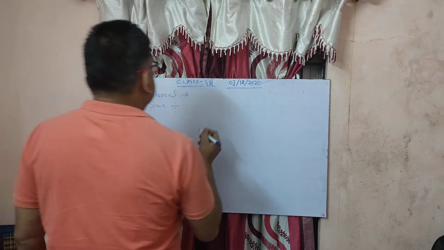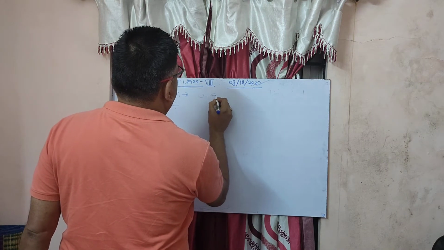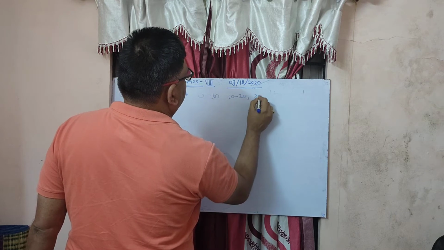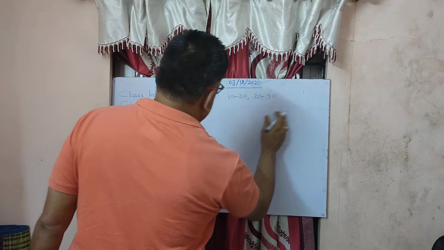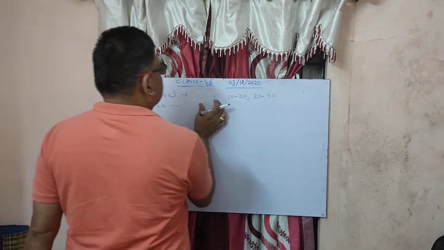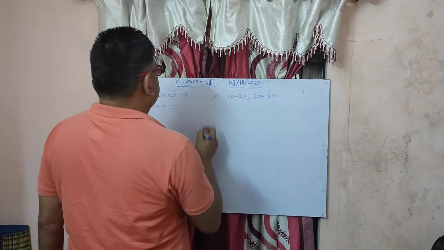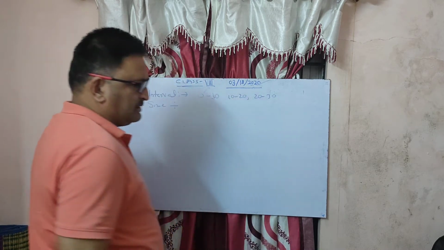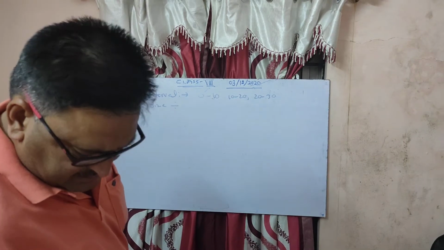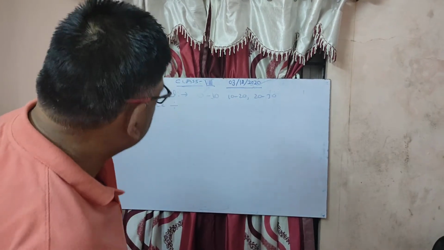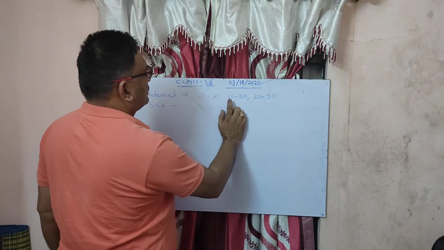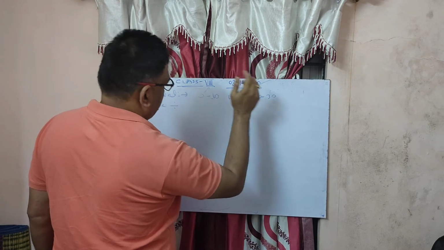Now we know the class interval means, for example, 0 to 5, or 0 to 10, 10 to 20, 20 to 30, like that. These are called class interval. So what is class size? In these class intervals, the first one is called lower limit, and the other one is called upper limit, isn't it? Lower limit, upper limit, lower limit, upper limit.